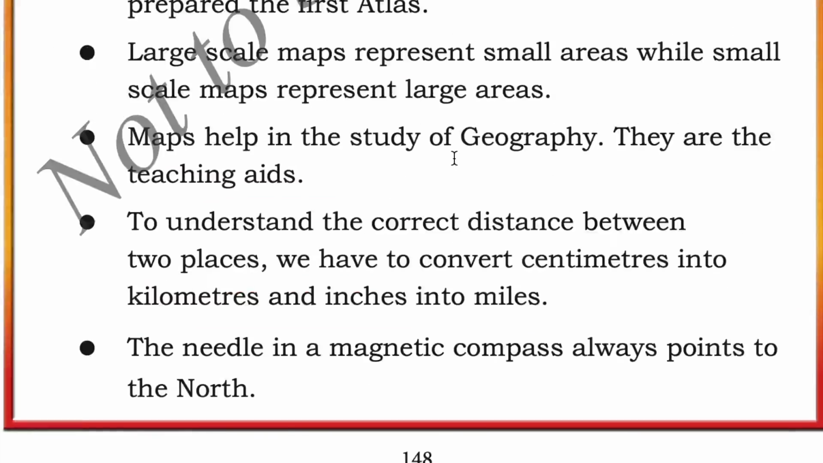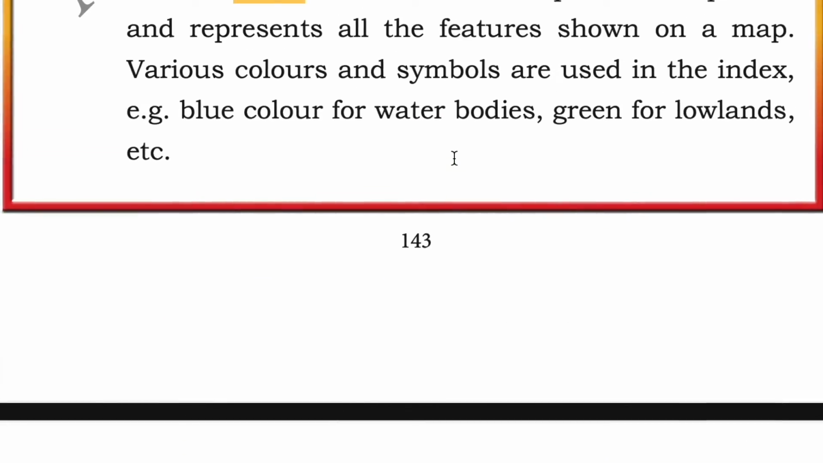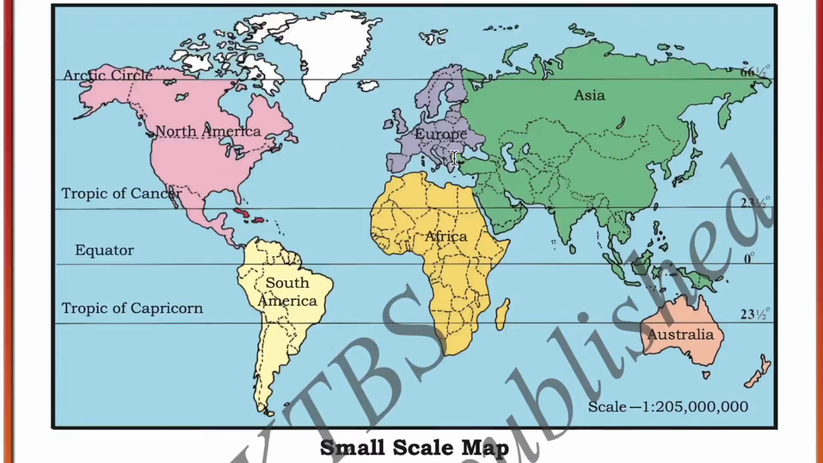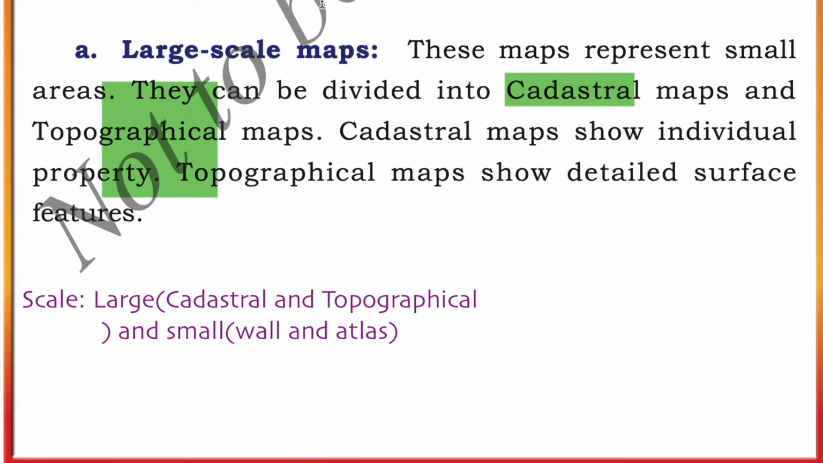So the answer to this you need to do based on 2 different ways of classification. The first method of classification is on the basis of scale. There we have 2, large and small, and 2 subcategories for each of them. That is the cadastral and topographical for large, and wall and atlas for small scale maps.